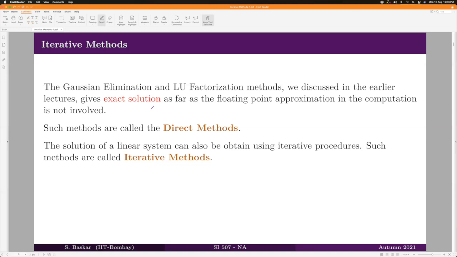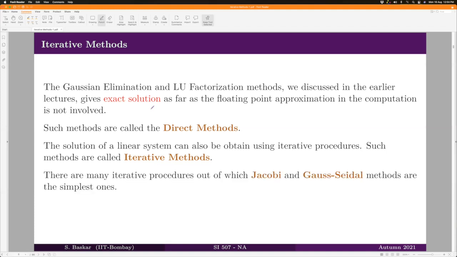Nevertheless, they are preferred in large scale scientific computing because they are much cheaper when compared to direct methods in terms of time taken to compute the solution of the linear system. There are two fundamental iterative methods that we will initially start with. They are Jacobi method and Gauss-Seidel method. Let us start with Jacobi method.